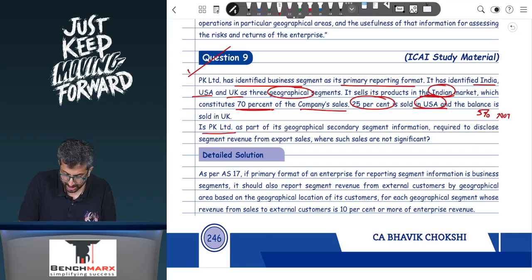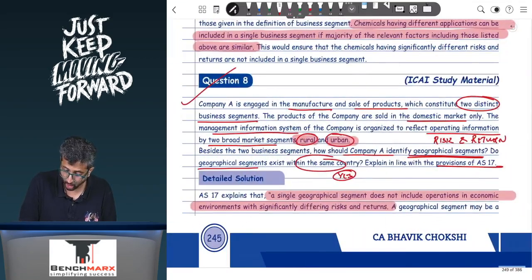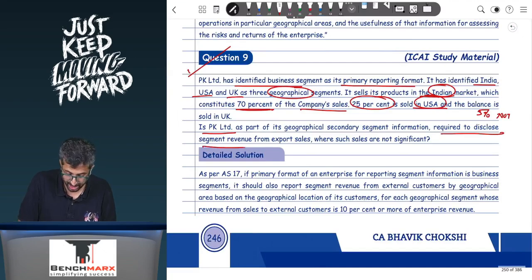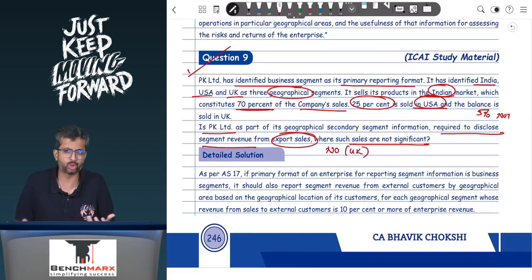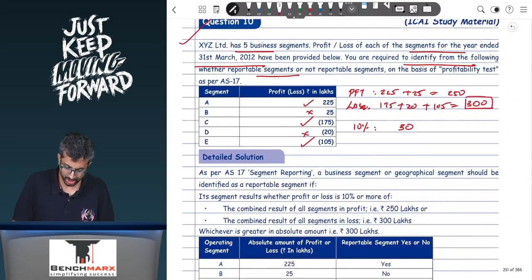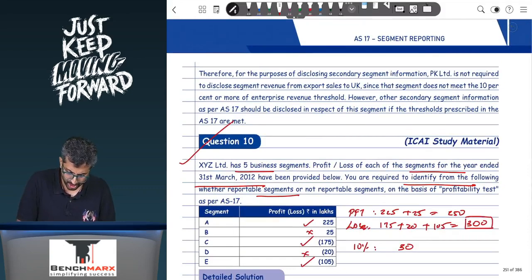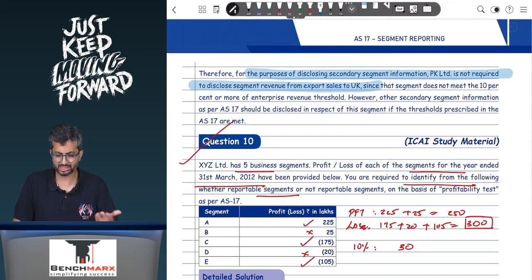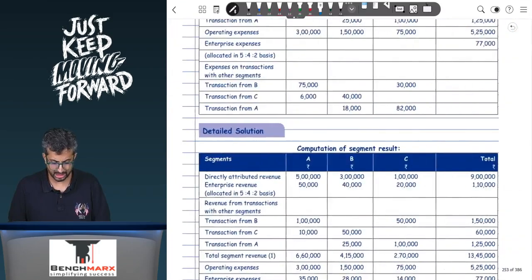Is PK, as a part of its geographical secondary segment reporting, required to disclose segment revenue from export sales where such sales are not significant? Answer is no. It is no for UK. For UK you don't need to report because it is less than 10%. But in my opinion for US, yes, you will have to report because it is greater than 10%. Therefore, for the purpose of disclosing secondary segment, PK is not required to disclose export sales to UK since the segment does not meet the 10% threshold. Okay, that is done.